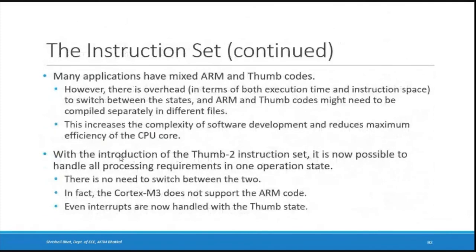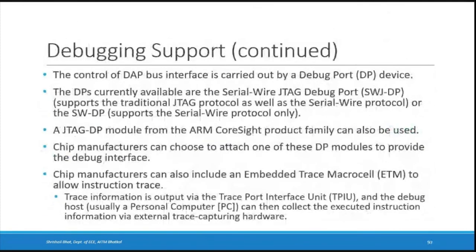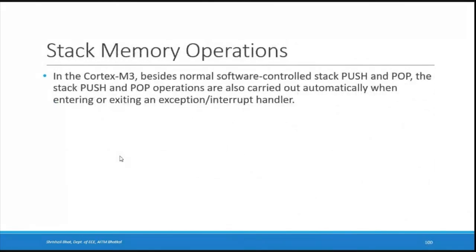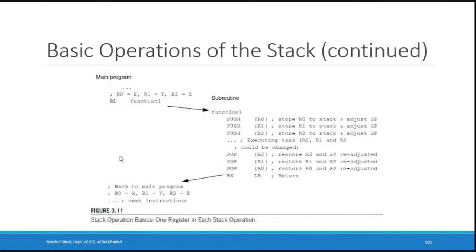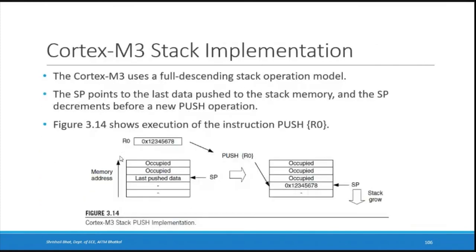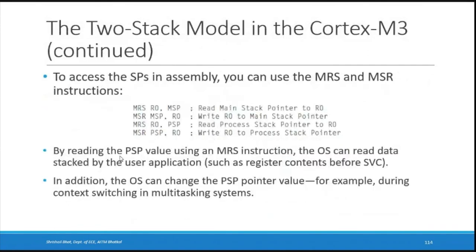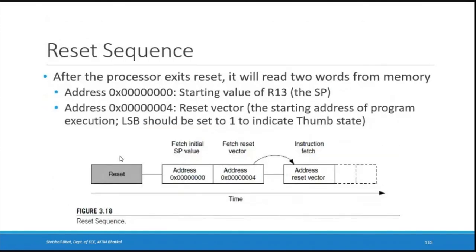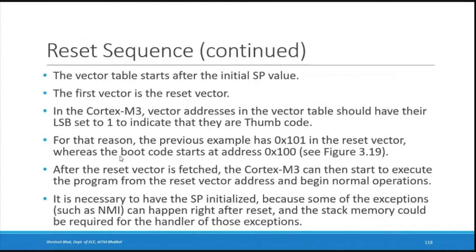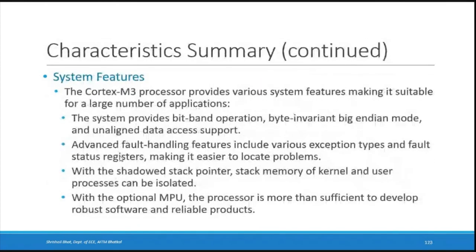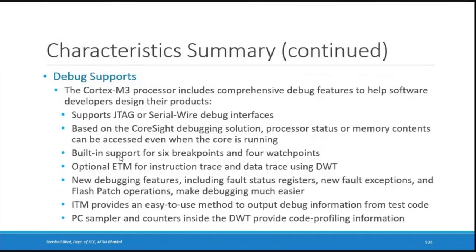The instruction set. We also saw the debugging support, that is different components used for debugging. Then stack memory operations. Today we have seen stack memory operations. What are the basic operations of stack? How is stack implemented in Cortex M3? What is the two-stack model in the Cortex M3? And then at the end, we have seen what happens when you reset the processor. And later we have summarized the different characteristics, and with that we have completed this module one, that is ARM 32-bit microcontroller. In the next class we will begin module two, that is the remaining module.